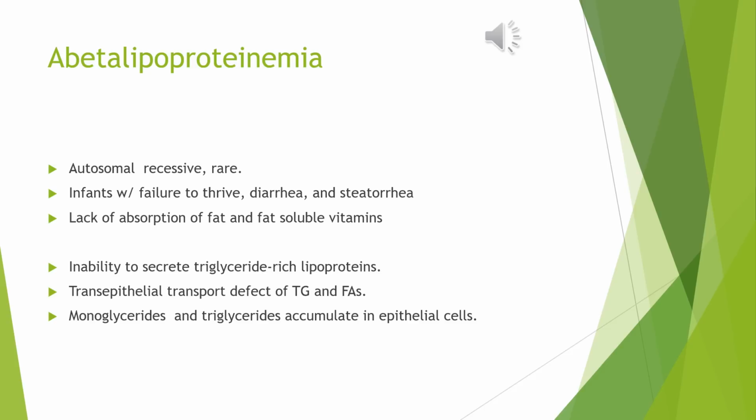These monoglycerides and triglycerides, which are not being absorbed into the blood, accumulate within the epithelial cells, which can result in the typical microscopic appearance in these patients of fat globules seen in the epithelial cells of the small intestine. These patients are usually infants and they present with failure to thrive, they fail to gain weight and fail to grow, associated with severe diarrhea and steatorrhea.